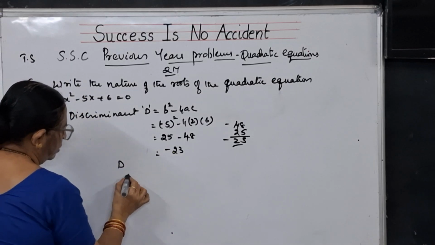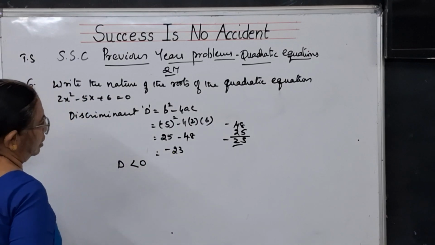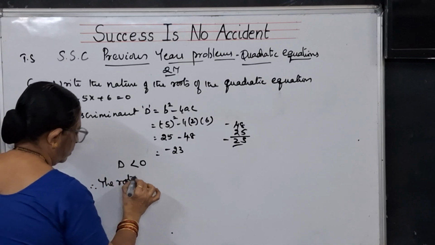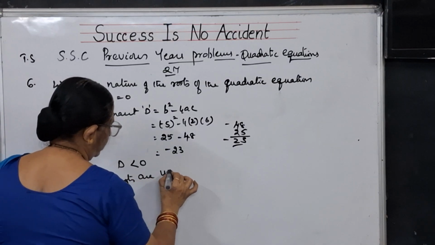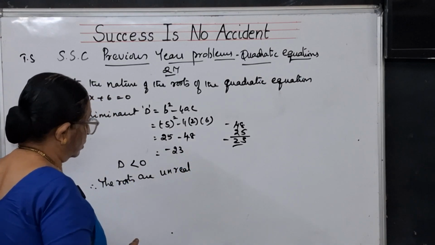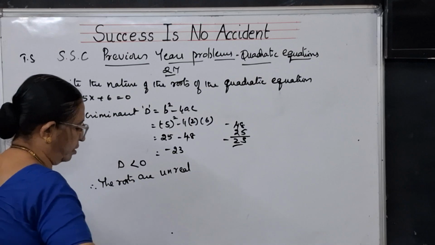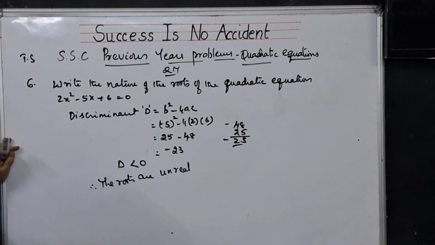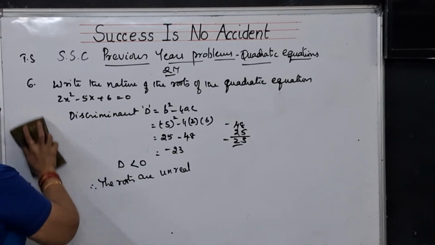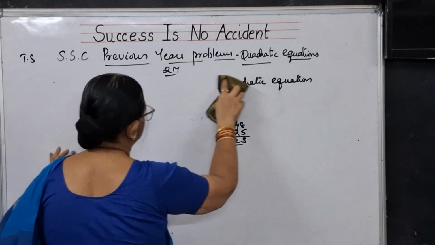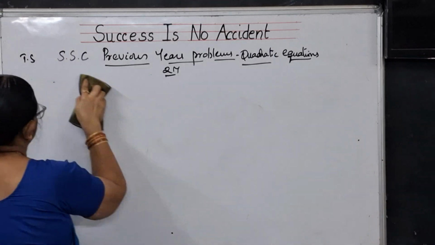So discriminant is less than 0, negative value. Therefore, the roots are unreal. You can write them as unreal roots or complex roots or imaginary roots. Anyway, you can write the answer, children. I wrote here unreal roots. Write down this. Next, seventh one.